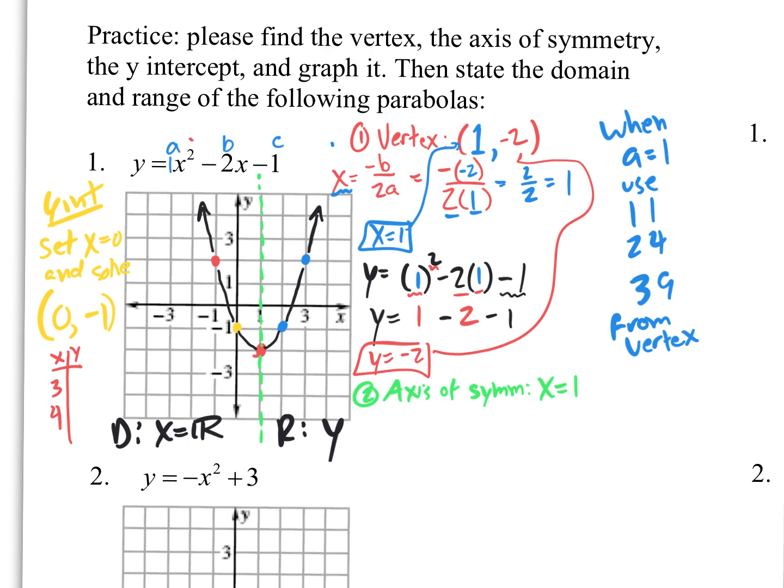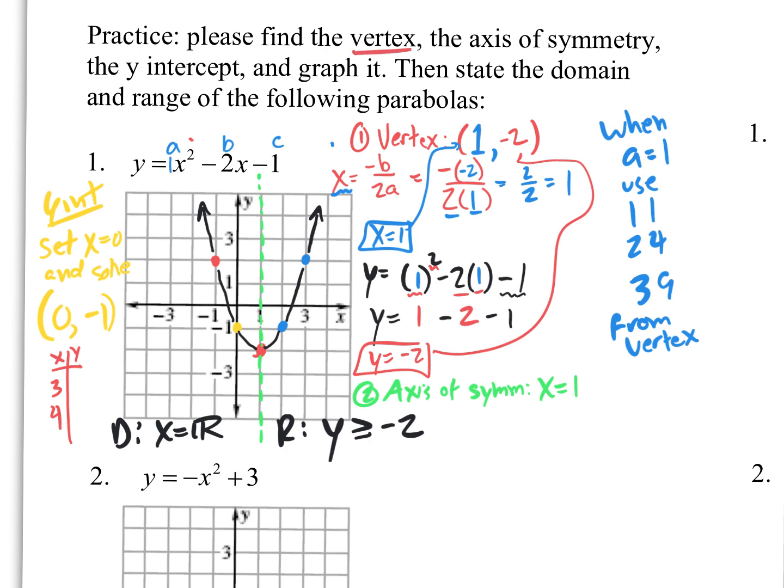Where is this parabola in terms of the y? Does it exist at -3 on the y? No, right? Does it exist at -5? No. Where's the parabola at? It's from here up. What is that y value? -2, right? So the range is y has to be at -2 or above. So how do we say that in terms of an inequality? At -2 or above is greater than or equal to -2. And we have stated everything.